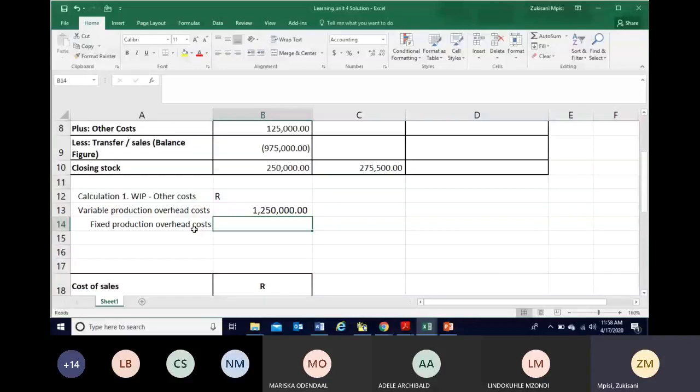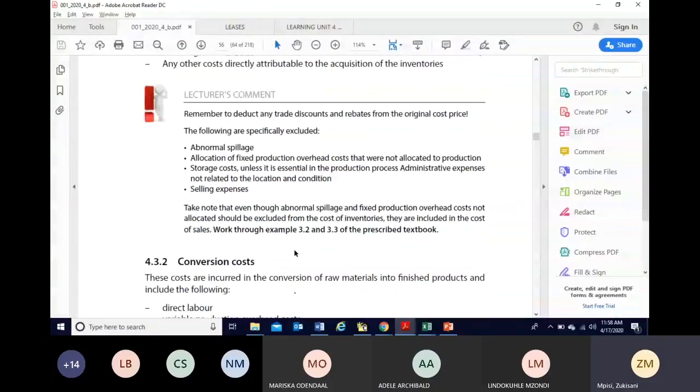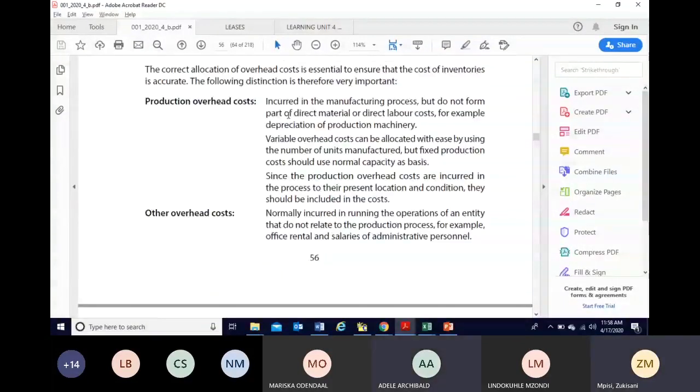So variable production overhead costs, by definition, are expenses that are variable with the production. As production changes, your variable production overhead also changes, because there you are dealing with your labor. Variable overhead costs can be allocated with ease by using the number of units manufactured. So variable overhead costs vary according to the number of units that have been manufactured.